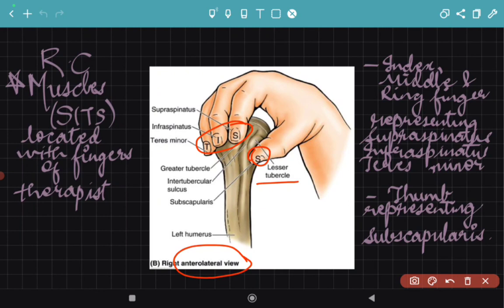thumb will occupy subscapularis muscle, index finger will occupy supraspinatus, middle finger will occupy infraspinatus, and ring finger will occupy teres minor.